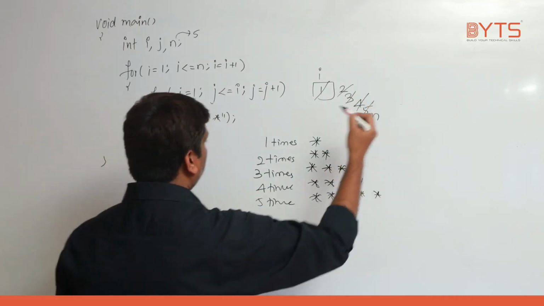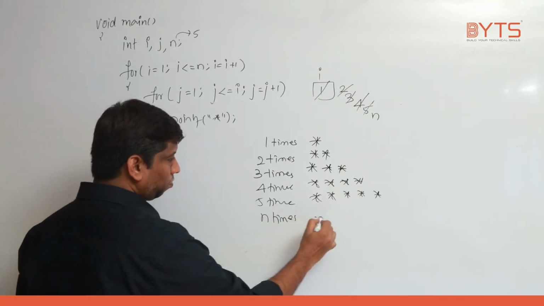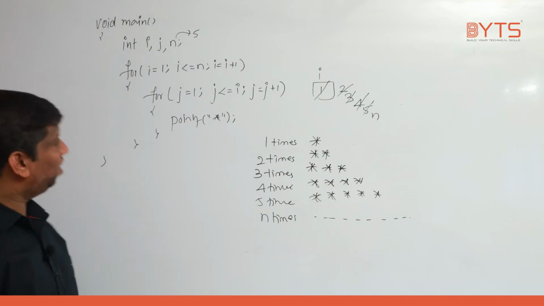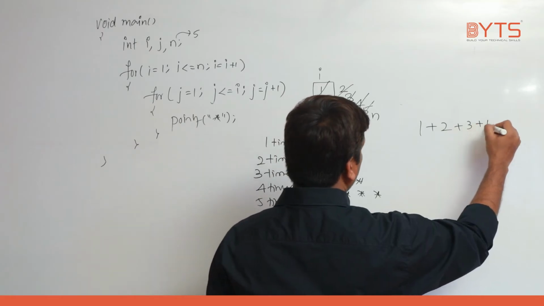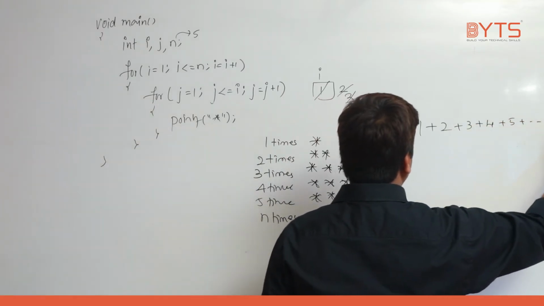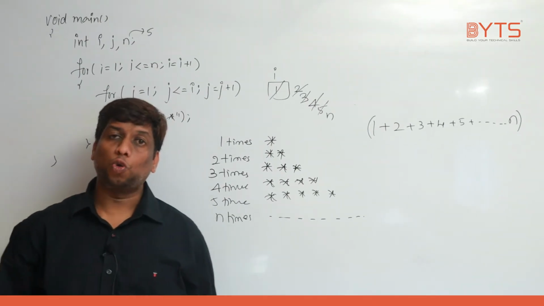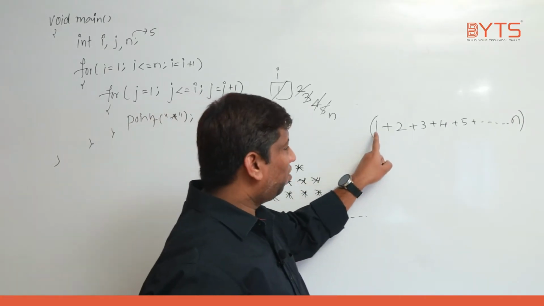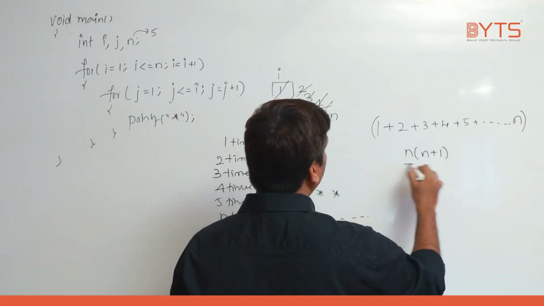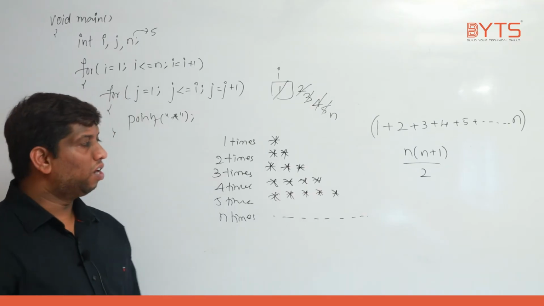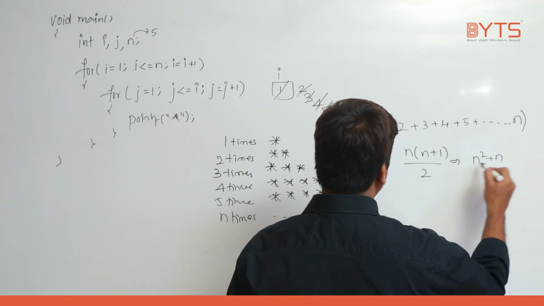If i value is n, initially instead of assuming 5, I consider n. This will repeat n times. So, totally the inner loop repeated how many times? 1 plus 2 plus 3 plus 4 plus 5 plus ... n. This is the total number of times the inner loop repeated. So, what will be the sum of the first n natural numbers? n into n plus 1 by 2. What is the value of n into n plus 1 by 2? n square plus n by 2.